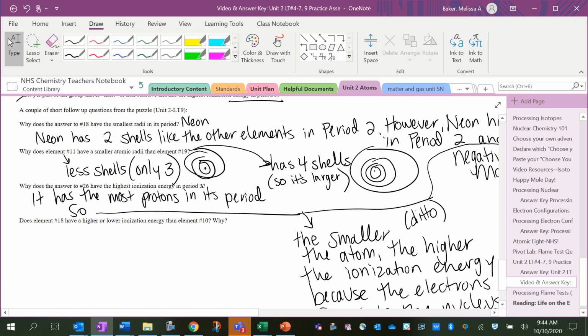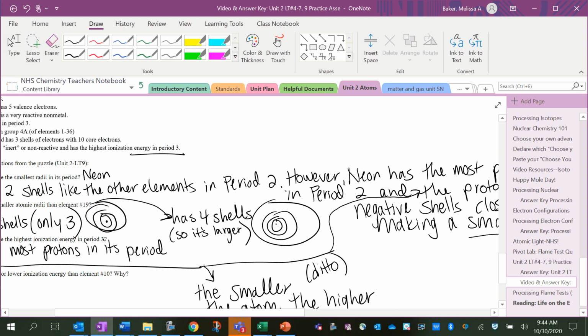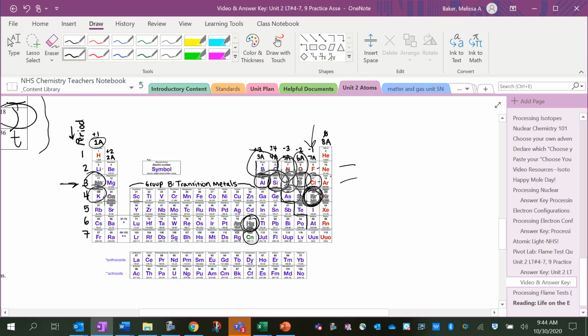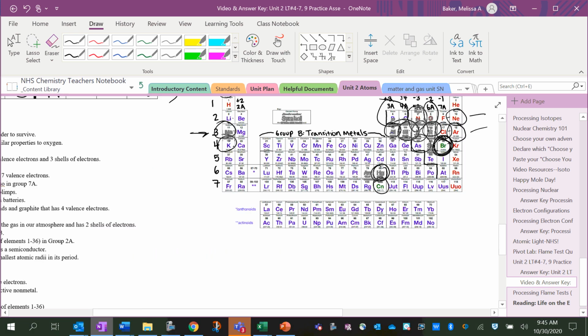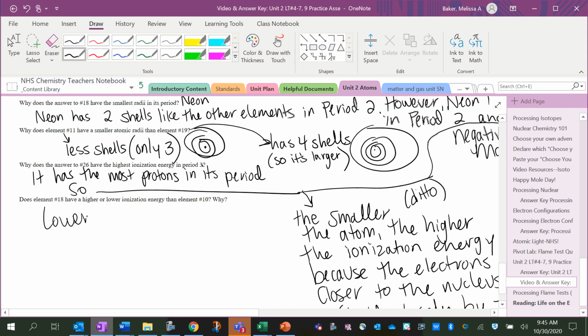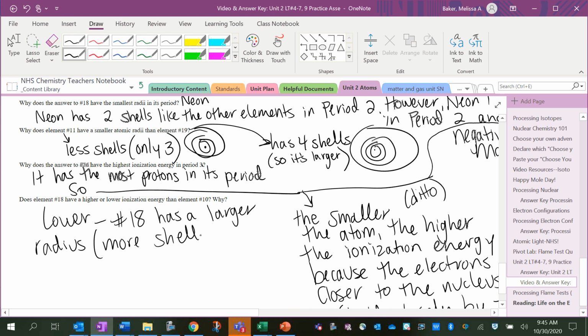Does element number 18 have a higher or lower ionization energy than element number 10? So element number 18, does it have a higher or lower ionization energy than number 10? Well, it has a lower. Number 18 has a larger radius, more shells, so it's easier to remove an electron.